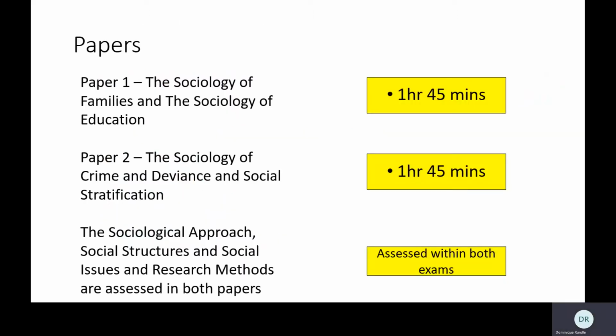The course is assessed at the end of the 2 years in two papers. Each paper is an hour and 45 minutes long, and each paper is worth 100 marks. Paper one covers the families unit and the sociology of education. Paper two covers the sociology of crime and deviance and social stratification. The remaining units, the sociological approach, social structures and research methods, are covered in both papers, and there will be questions in both papers.